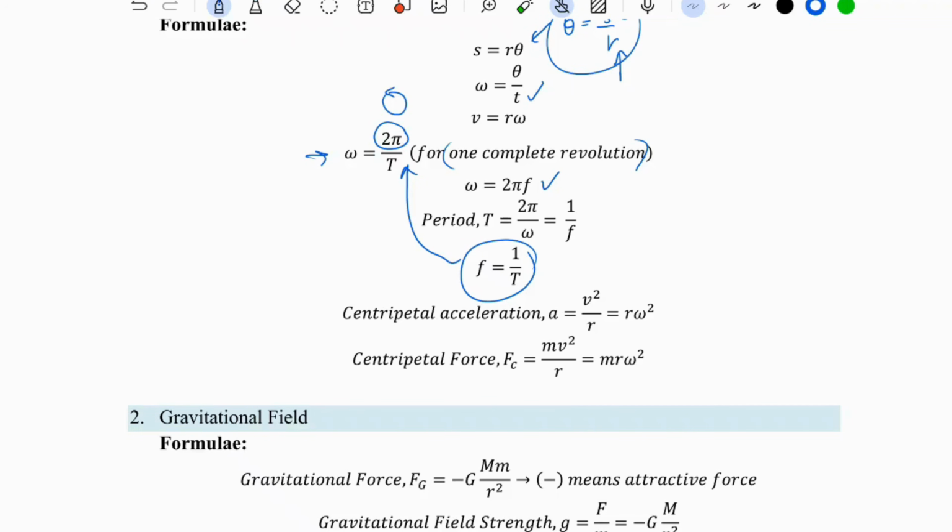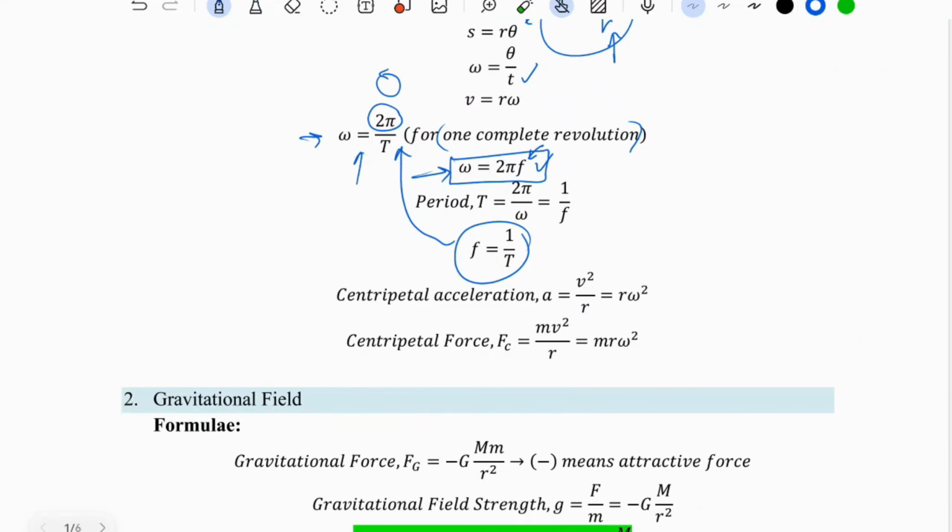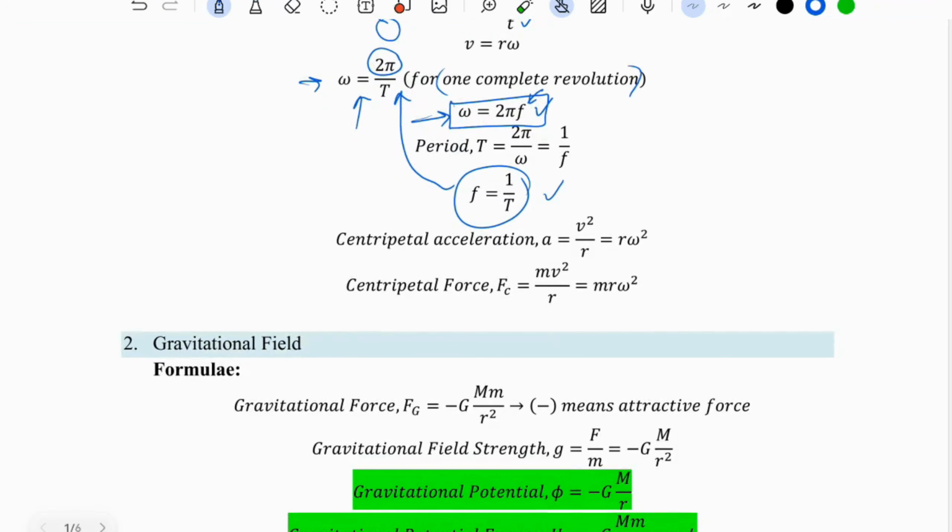So angular frequency and frequency aren't the same thing. This formula proves that it's not the same thing. This is angular frequency, this is frequency. Okay, then we have period. For period, you just rearrange this formula, you can get 2 pi over omega or 1 over frequency. Alright, then we have covered this: frequency equals 1 over T.